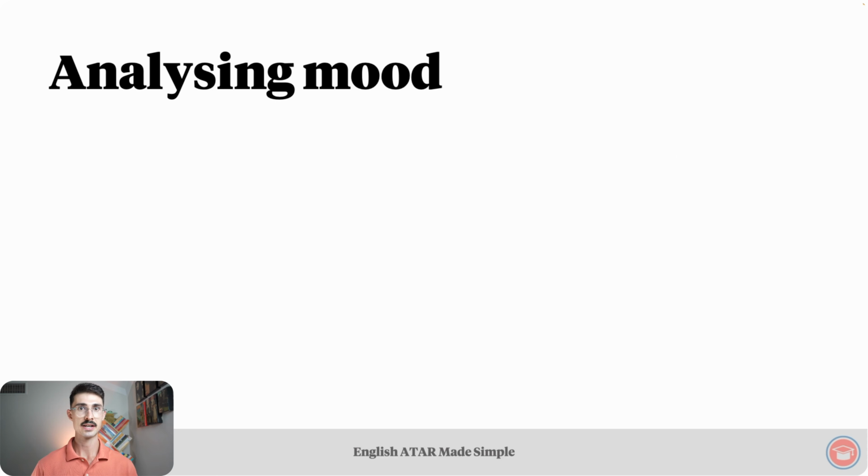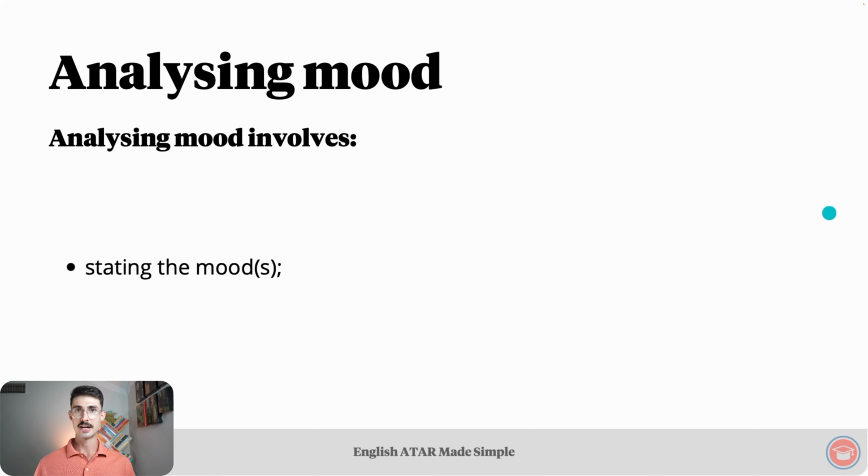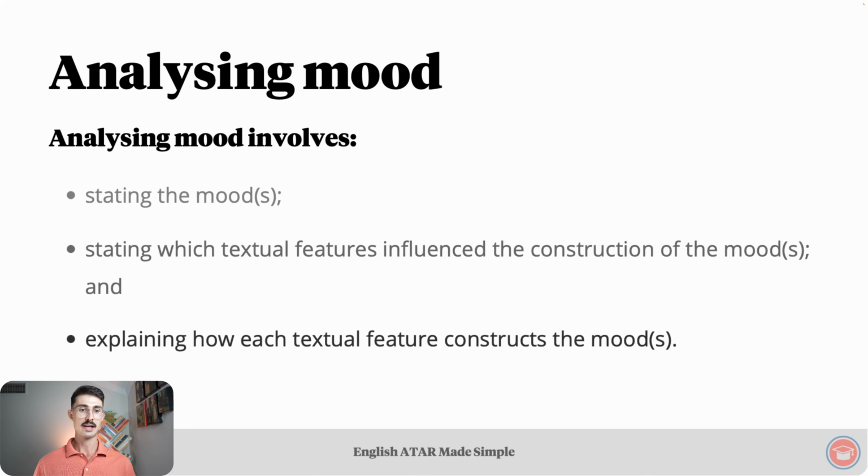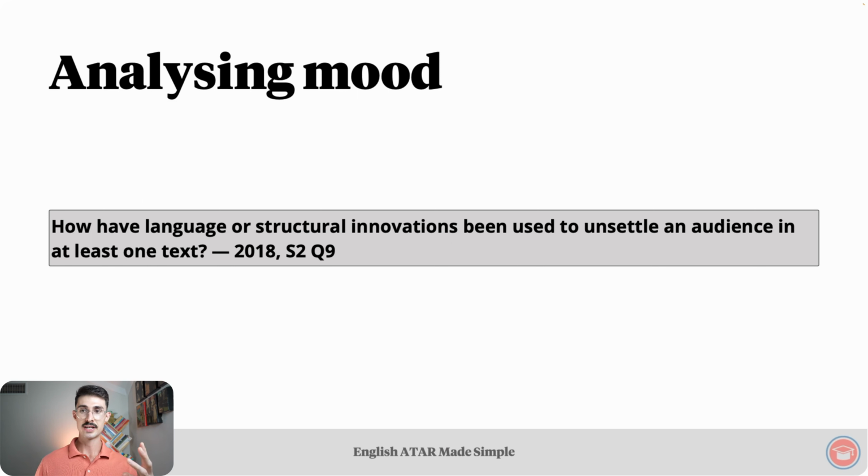This relates to the comprehending section and the responding section. Analyzing mood involves stating the mood or moods, stating which textual features influence the construction of the mood or moods, and explaining how each textual feature constructs the mood or moods. Let's see how we can apply those three steps in answering this question.